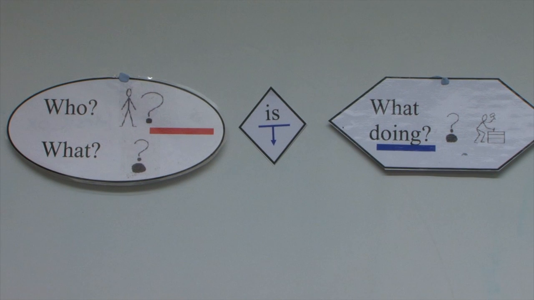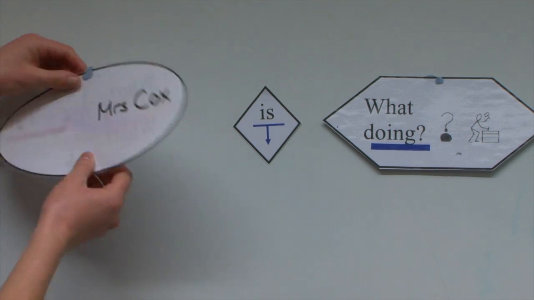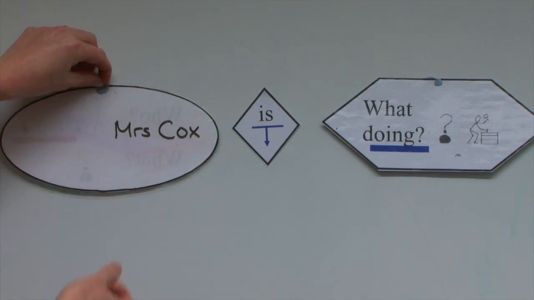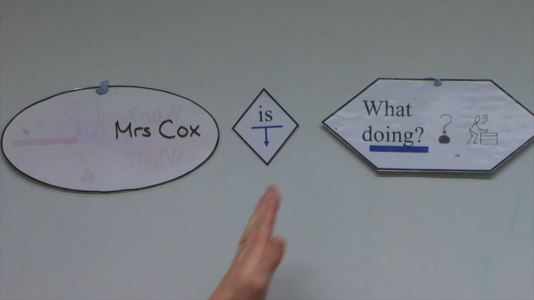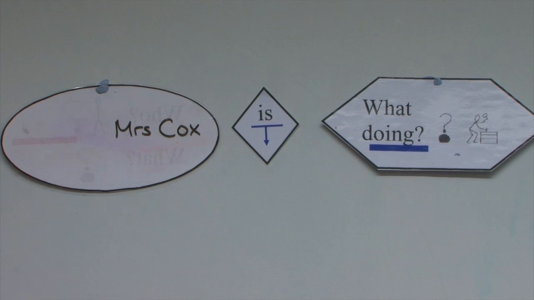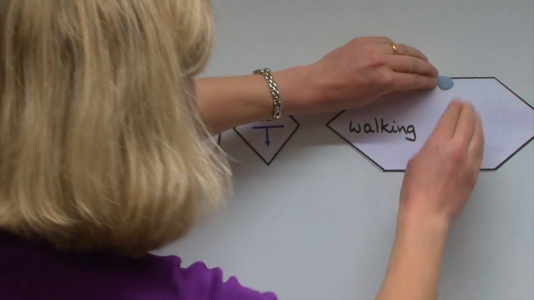And the first child would have to tell me a who, somebody who's in the room. Perhaps the teacher, Mrs. Cox. The second child would say the is, and the third child would say what she's doing, and she's going to have to do it. So hopefully they say something nice like walking.